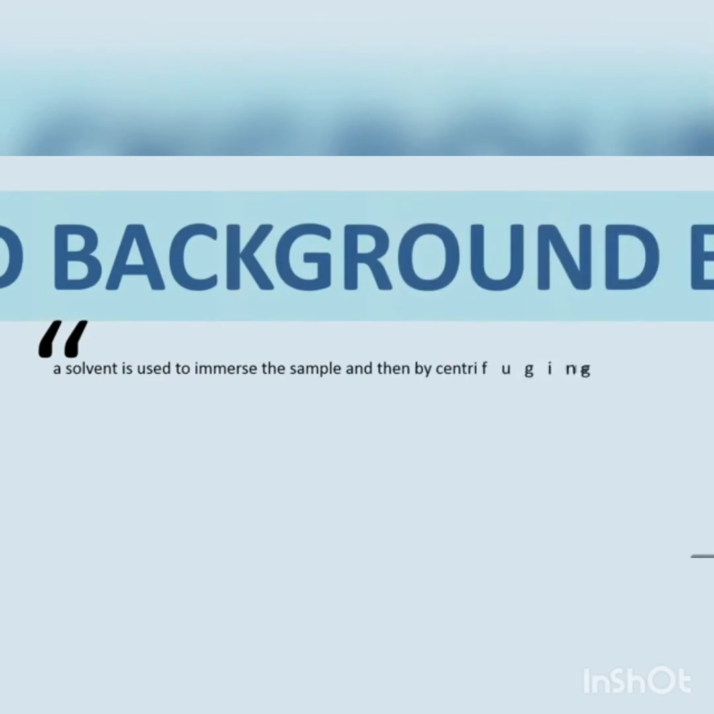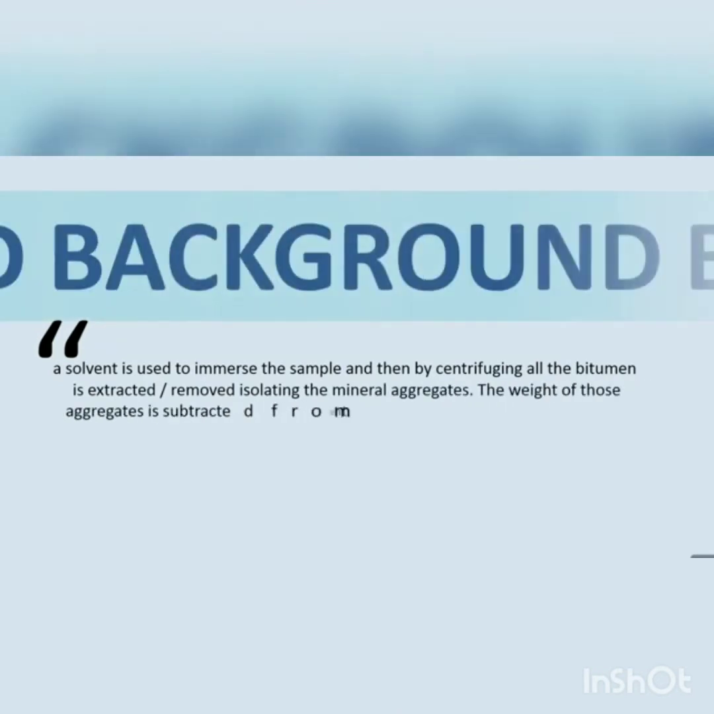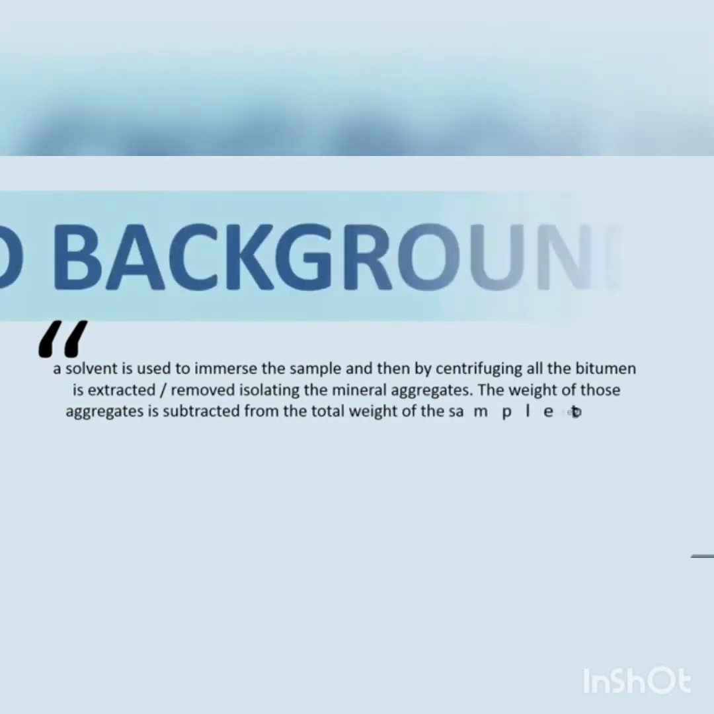The background of this test is that a solvent is used to immerse the sample, and then by centrifuging all the bitumen is extracted, removed, isolating the mineral aggregates. The weight of those aggregates is subtracted from the total weight of the sample, to get the weight of the bitumen in the sample expressed as percentage binder content.